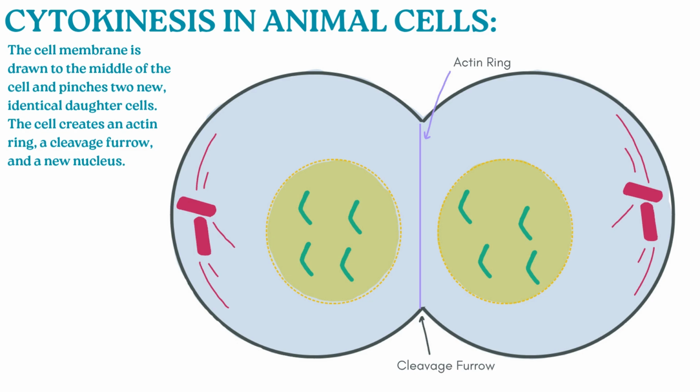In animal cells, the cell membrane is drawn to the middle of the cell and pinches two new identical daughter cells. The cell creates an actin ring, a cleavage furrow, and a nucleus. The cleavage furrow is the small groove that is made between the new cells and the actin ring. It is the section of the membrane that divides the two new daughter cells.